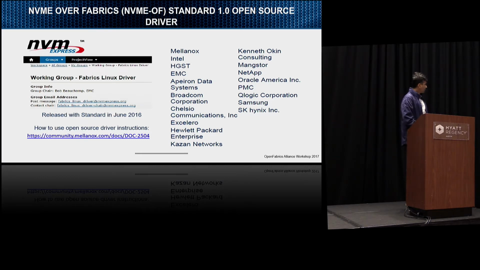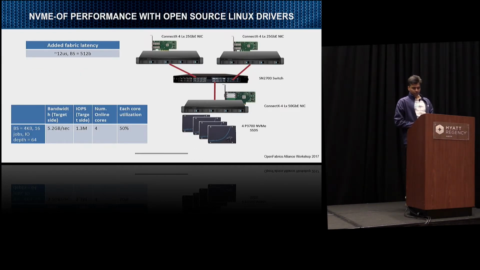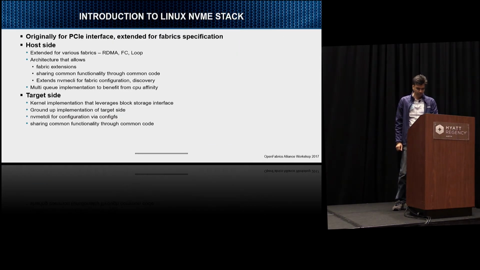This is about the NVMe working group. These are the member companies from all areas, from storage, CPU, networking, who have contributed towards the standard, and it's in progress. The 1.3 spec is, I believe, very soon to be out, but before that, the NVMe Fabric spec is very much in use today. So shifting now to the performance and the Linux implementation.